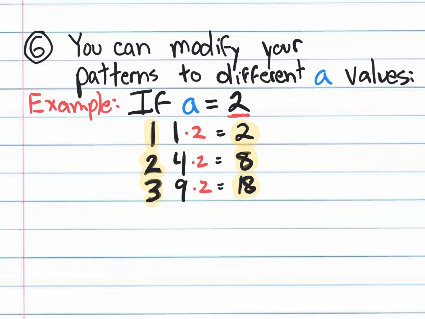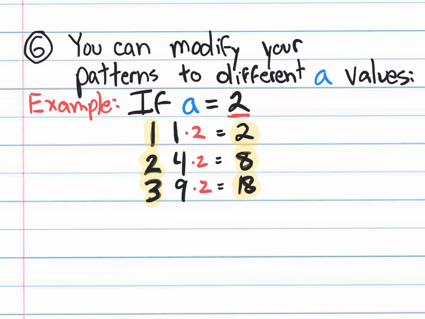But when your a value is something else, like if you have a 2 out in the front, you're going to have to multiply the 1, the 4, and the 9 by that new a value of 2. Multiply them by 2 to get your new modified outputs. That way you could have your new modified pattern. Instead of 1, 1, it's 1, 2. Instead of 2, 4, it's 2, 8. Instead of 3, 9, it's 3, 18.